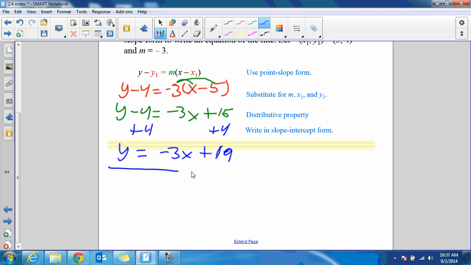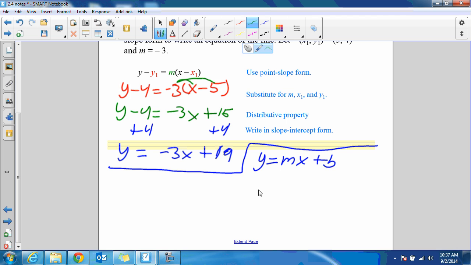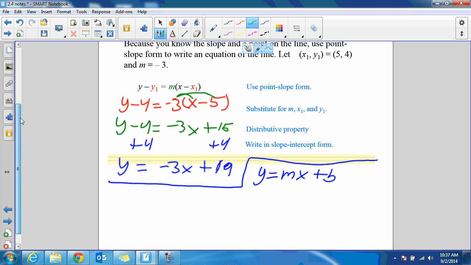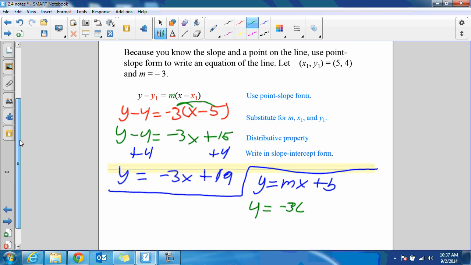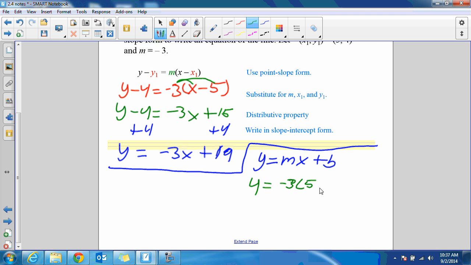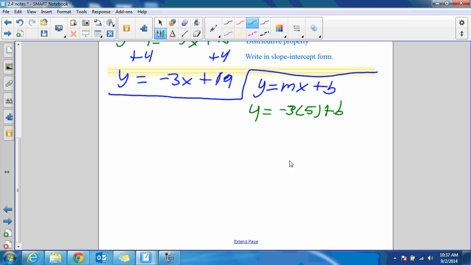The other way to do it, to plug into slope-intercept form, is you could do y equals mx plus b. We could plug in our y, which was our y again? Our y was 4. So we could do 4 equals our slope, which is -3, times our x, which was 5. So we know everything but b. If we do it this way, where we plug it into slope-intercept form, we're solving for b. So we'd have 4 equals -15 plus b. And then to solve for b, we would add 15 to both sides.